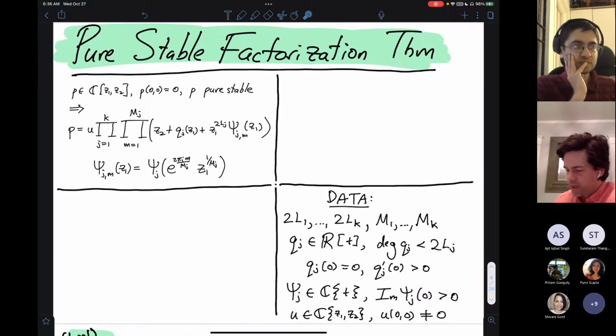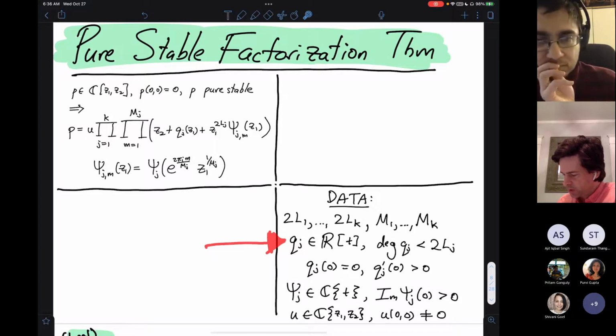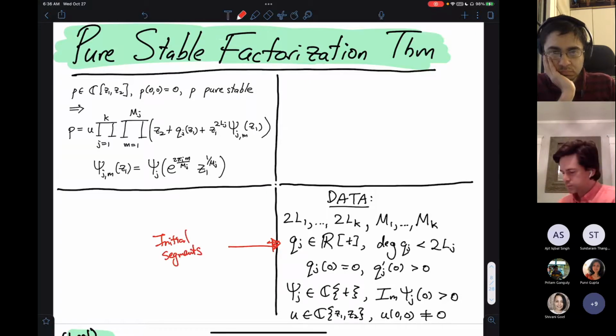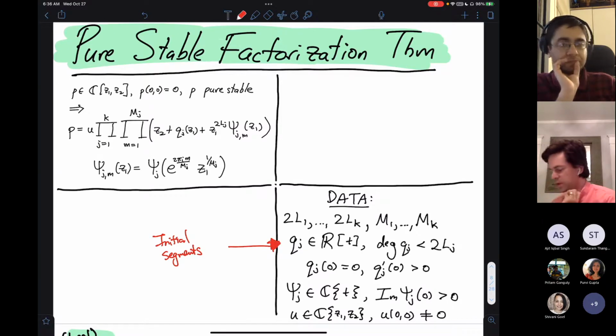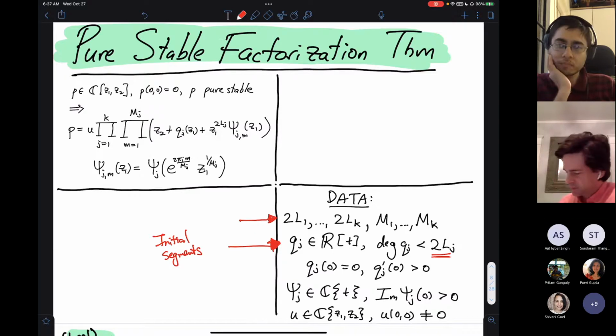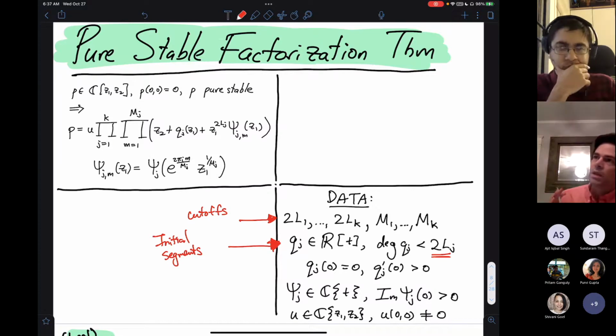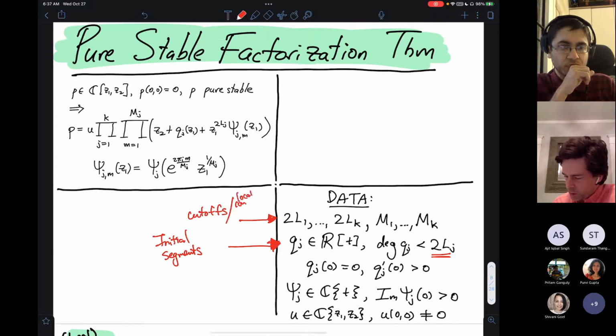And so the data involved here is that, again, you have this real polynomial. So that's this here. I have a bunch of real polynomials, which I call the initial segments of the branches. So these are how the branches start out, with these real pieces. And then they stop somewhere. And so these 2Ls are what we've often called cutoffs. We've also called them contact orders because you can use them to measure at what rate the zeros of P tend to the boundary asymptotically. So cutoffs or local contact orders.